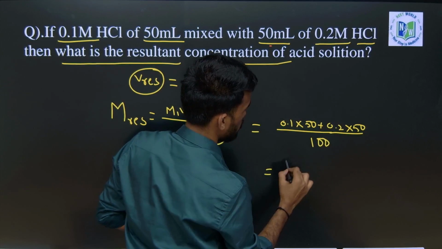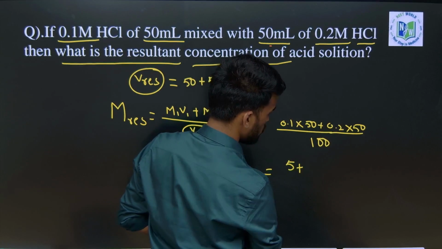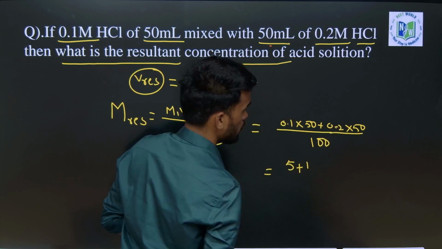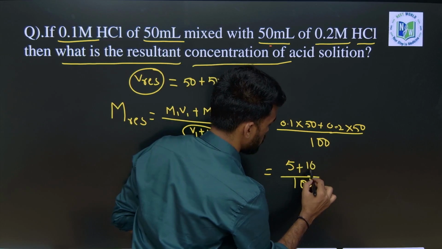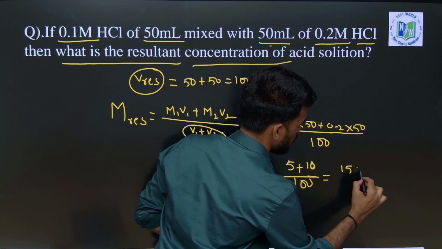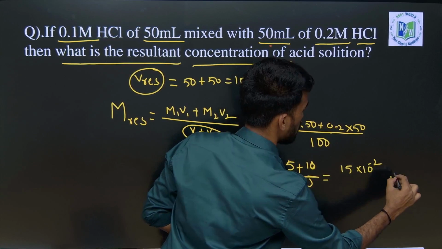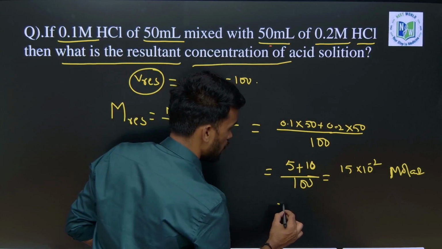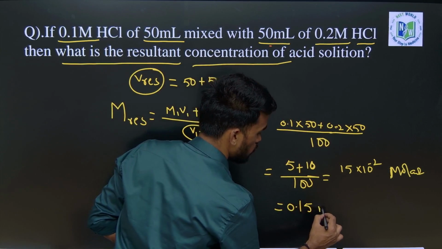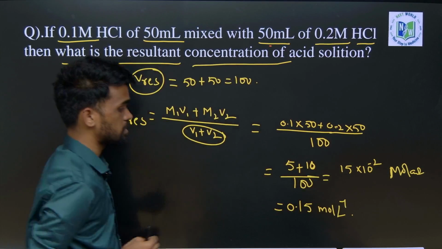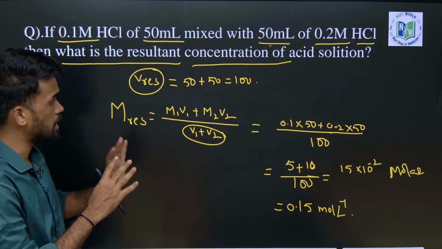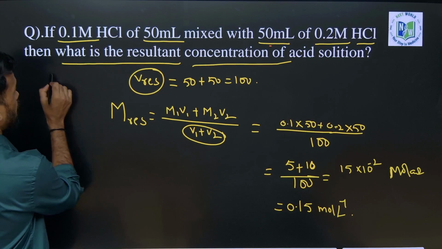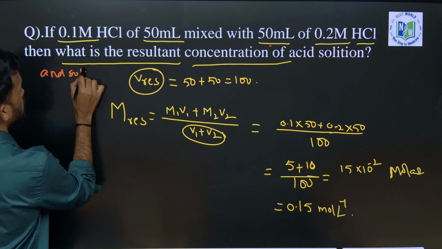So how much are we getting? 5 plus 10, divided by 100. So we will be getting 15 into 10 power minus 2 molar solution, or mole per liter. You can write 0.15 mole per liter. This is how you can express the answer. I hope this is clear how we are solving.